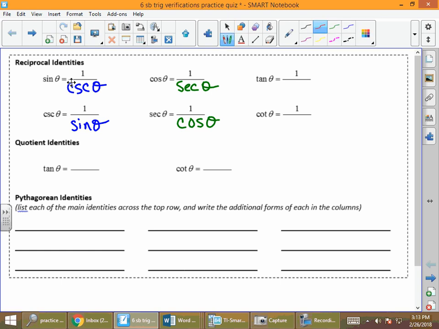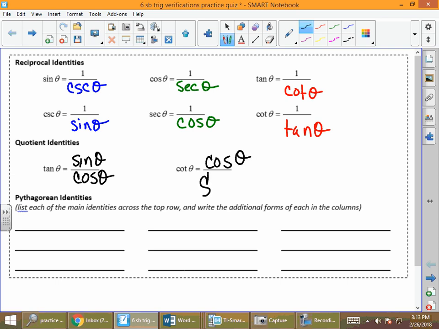Tangent has a reciprocal of cotangent, and cotangent has a reciprocal of tangent. And of course we can take tangent a step farther, because we can say that tangent is sine divided by cosine, and cotangent also has a definition of the cosine divided by the sine of theta.